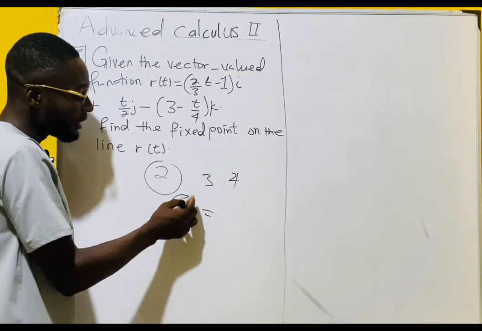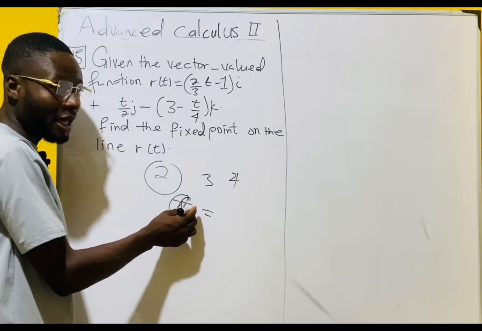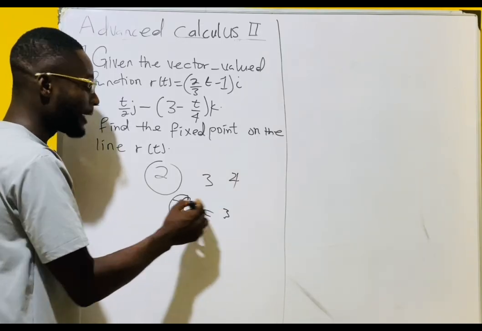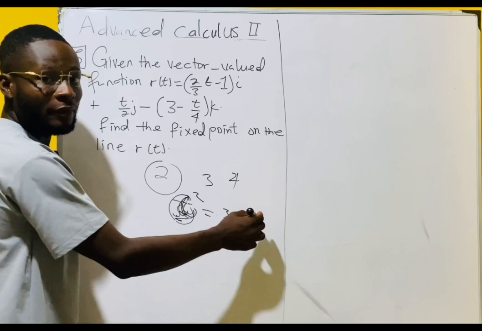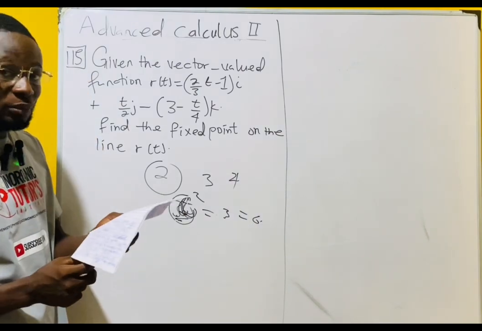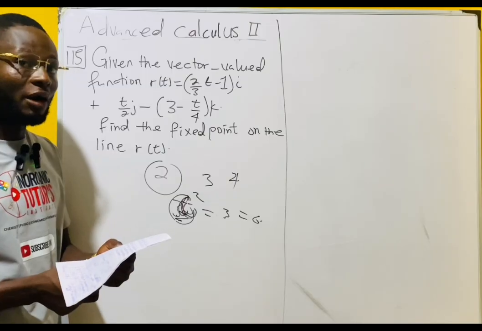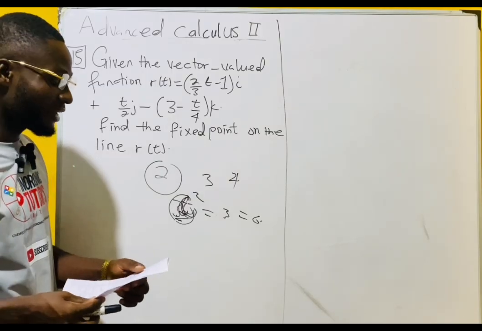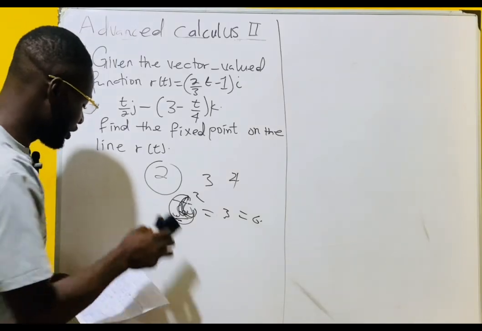If there is a change in t, let's say t changes to 1, then this is going to be 3. But if t changes to 2, this is going to be 6. So it means that it has to be constant. You have to find a point on the line r of t that is fixed in space. So we have to do this calculation.